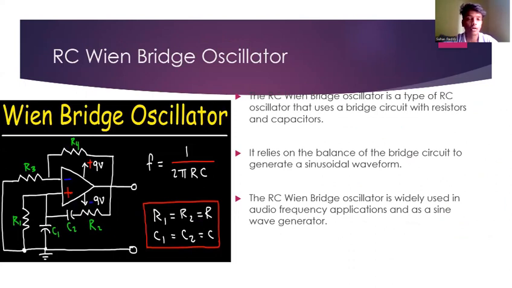RC Wien bridge oscillator. The RC Wien bridge oscillator is a type of RC oscillator that uses a bridge circuit with resistors and capacitors. The RC Wien bridge oscillator is widely used in audio frequency applications and as a sine wave generator. This is the formula for the Wien bridge oscillator: F is equal to 1 by 2 pi RC. This includes two resistors and two capacitors.